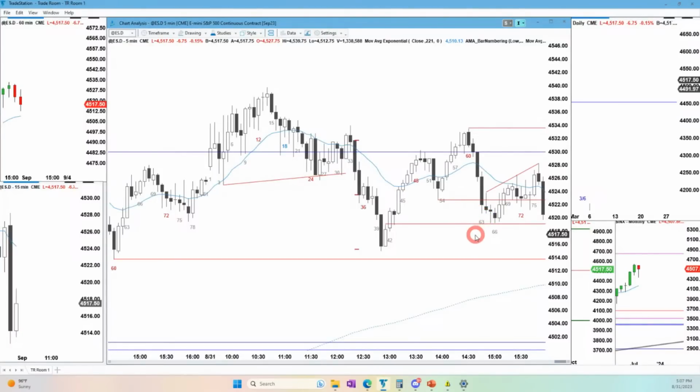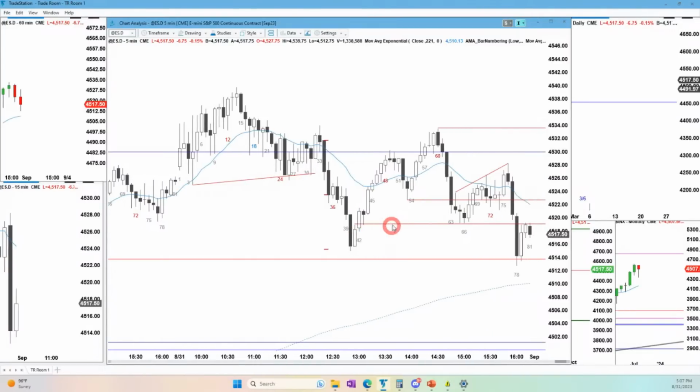I sold hoping we would collapse below the low, taking a chance. And when the market hesitated, I just took whatever I could get. And then probably sell the close on 77. Let me take a look.